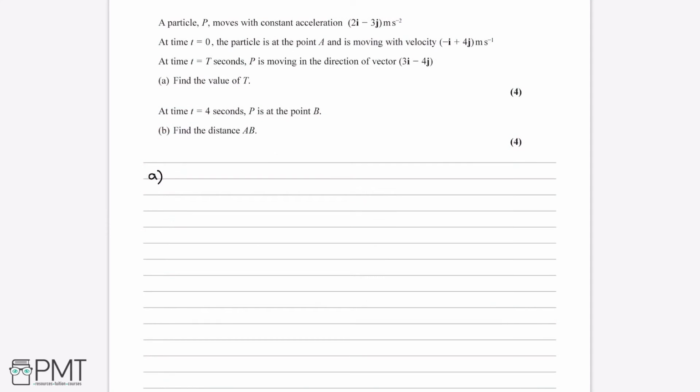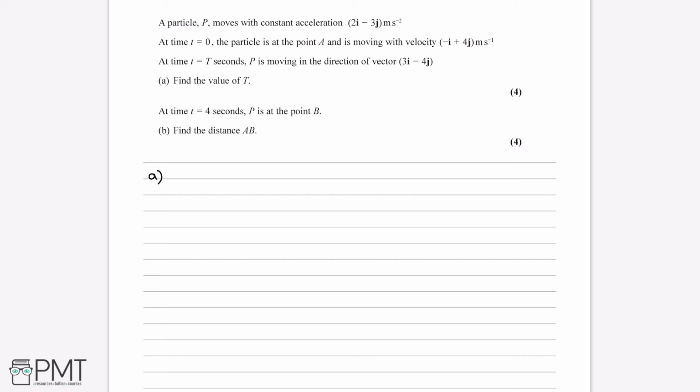A particle P moves with constant acceleration 2i minus 3j meters per second squared. At time t equals 0, the particle is at the point A and is moving with velocity minus i plus 4j meters per second. At time t equals capital T seconds, P is moving in the direction of vector 3i minus 4j. Part A wants us to find the value of T.